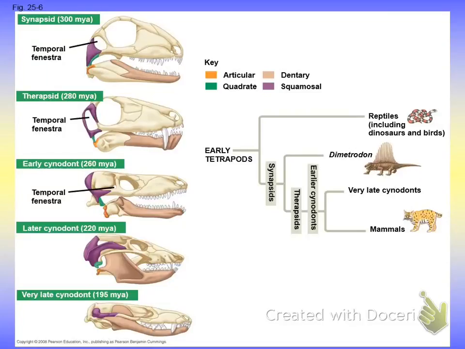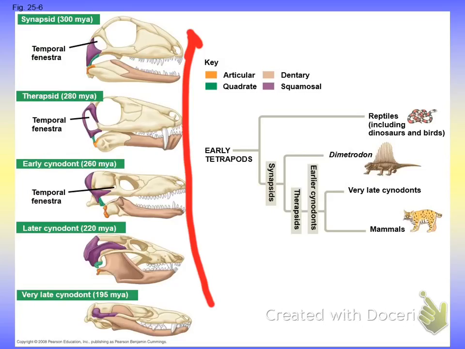When we start thinking about the tetrapods and how our lineage is, we have to look back in different years. So here's a synapsid. This is 300 million years ago, and here's a very late cynodont. It's 195 million years old. We have this lineage that we can follow as we go through our process.